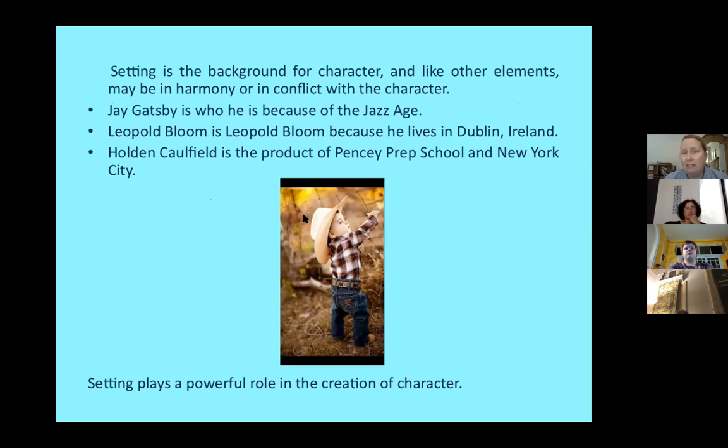So this little guy, which country do you think he grew up in? America. No, really? You're kidding. Great Britain. Right. So yeah, he looks like an American kid. He's the product of growing up in America. So the setting, we know just by looking, right? Setting has a powerful role in the creation of character. Somebody who grows up in America is per force quite different than, let's say, a kid who grows up in, I don't know, France.